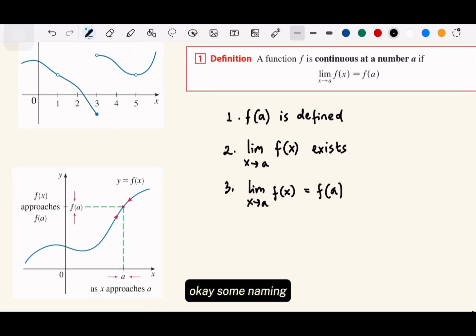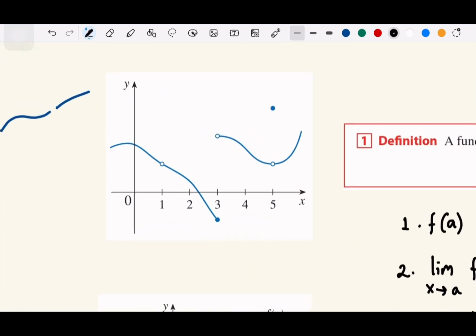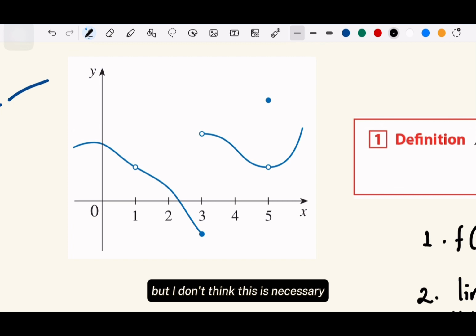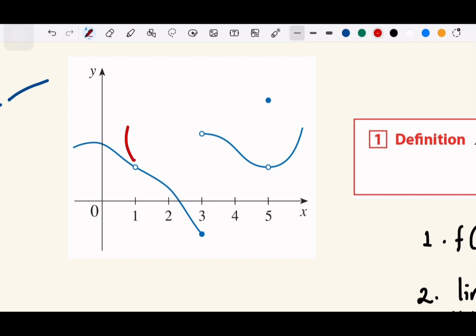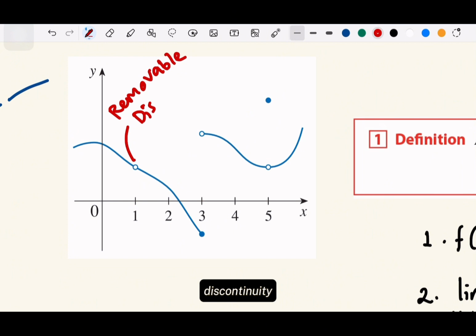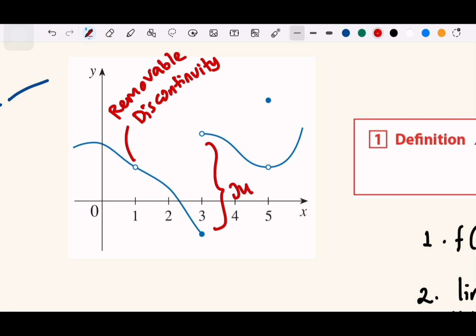Okay, some naming, well, but I don't think this is necessary. We call this removable discontinuity. This one here is jump discontinuity.